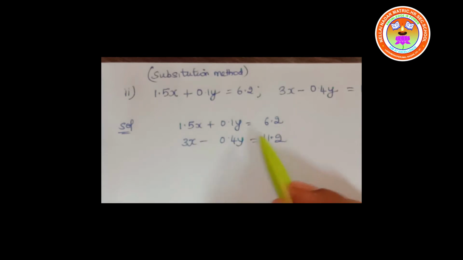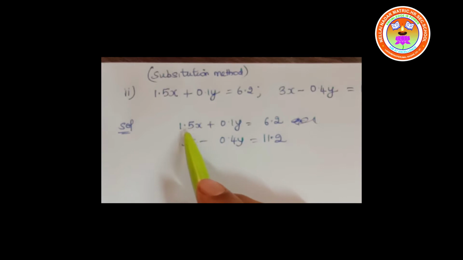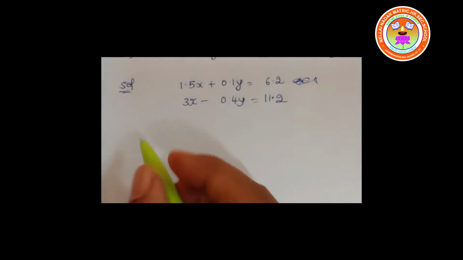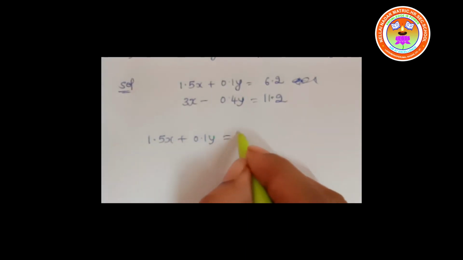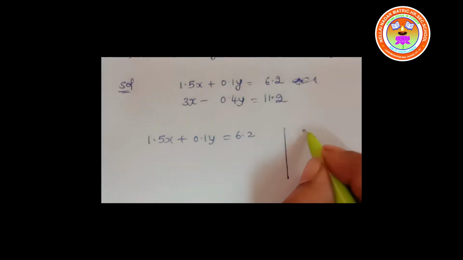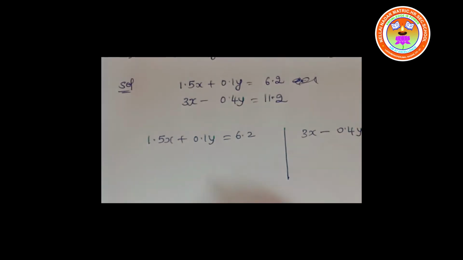Now take down the solution, take down the question. You consider this as equation 1: 1.5x plus 0.1y equal to 6.2. See, children, here a decimal point is there. So you have to remove the decimal point. For that, what you are going to do is, 1.5x plus 0.1y equal to 6.2. Another is 3x minus 0.4y equal to 11.2. So I am going to multiply by 10 on both sides.